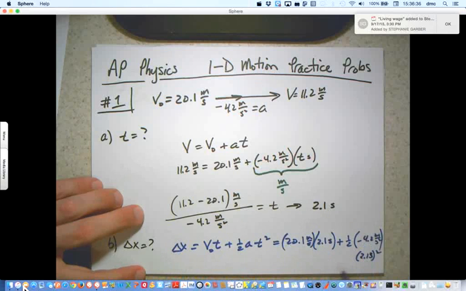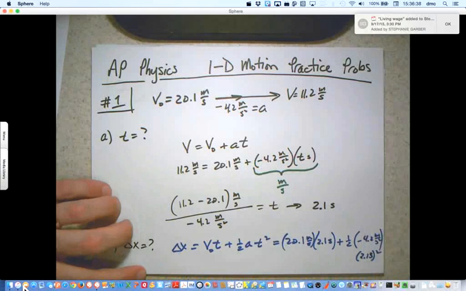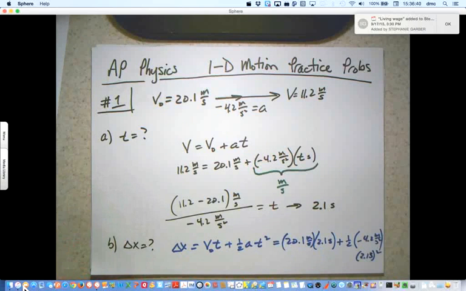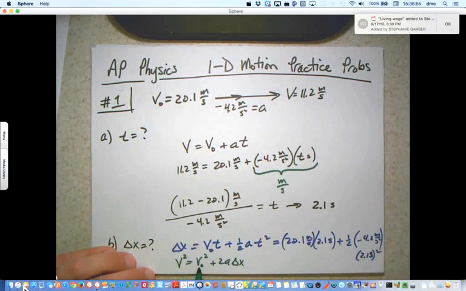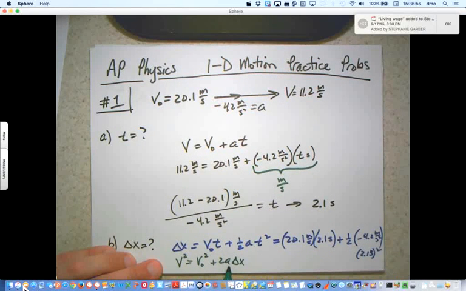So if we do it this way, we will get the same answer as if we do it the other way. The other way being, use this equation. Final velocity squared equals initial velocity squared plus 2 times the acceleration times the displacement. And so we plug in 11.2 here, 20.1 here, negative 4.2 there, and we would get delta x. And in both cases, delta x should come out to be 33.2 meters.